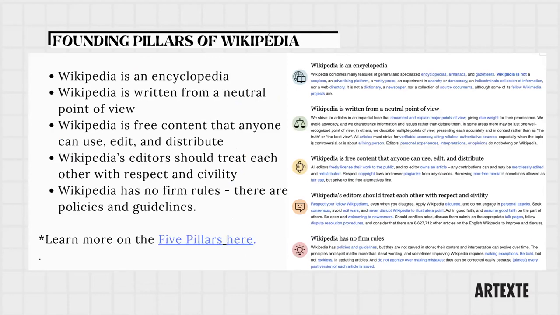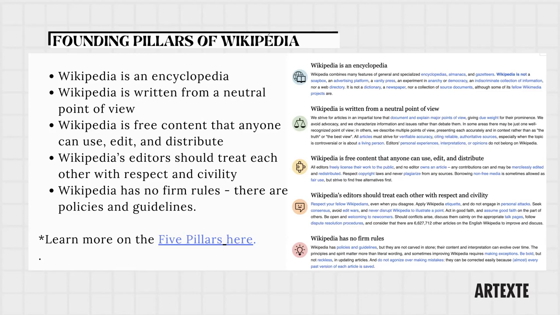Wikipedia is based on 5 founding principles. First of all, it's really important to know that Wikipedia is an encyclopedia, so it is meant to present notable facts. Wikipedia is written from a neutral point of view, so it is not meant to publish opinions, to advertise, or promote content. Wikipedia is free content that anyone can use, edit, and distribute. It's also important to know that Wikipedia's editors should treat each other with respect and civility. And lastly, Wikipedia has no firm rules. There are policies and guidelines, but these aren't set in stone.